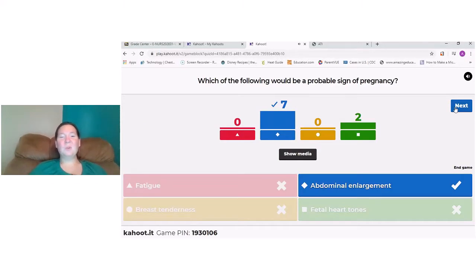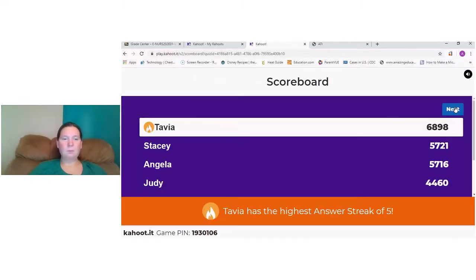Great job. Abdominal enlargement. So when we're talking about probable signs, these are ones that are not 100% without a doubt caused by pregnancy, but they're highly suspicious. They're probable. So fatigue and breast tenderness are your presumptive signs. They are subjective, felt by the woman, more vague. Fetal heart tones is a positive sign of pregnancy. There is absolutely nothing else that can explain a fetal heart tone except for the presence of a fetus. Abdominal enlargement, a large majority of the time, especially based on the presentation of the abdominal enlargement, suggests pregnancy, but it's not 100%.